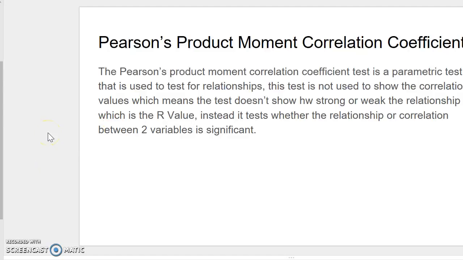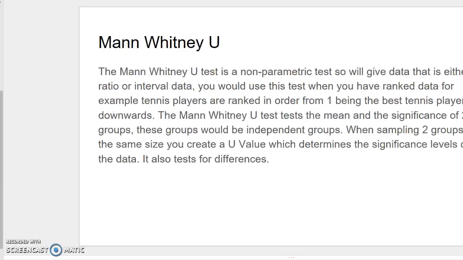Pearson's product moment correlation coefficient test. Pearson's product moment correlation coefficient test is a parametric test that is used to test for relationships. This test is not used to show the correlation values, which means the test doesn't show how strong or weak the relationships are, which is the R value. Instead, it tests whether the relationship or correlation between two variables is significant.